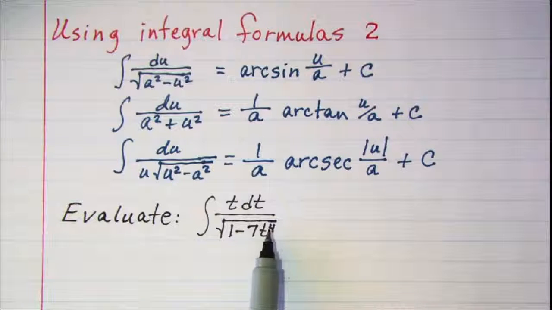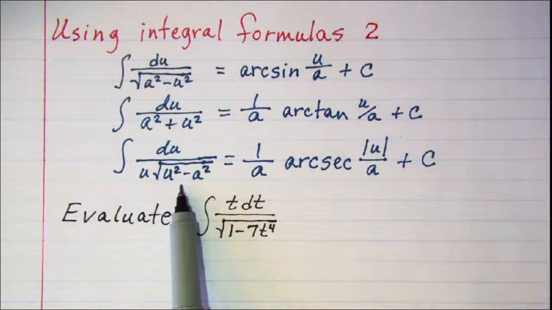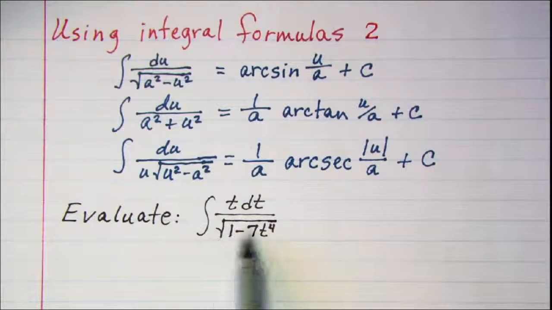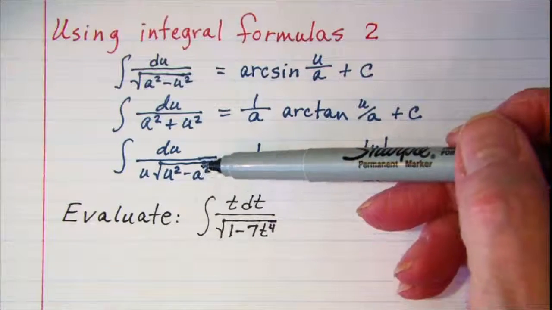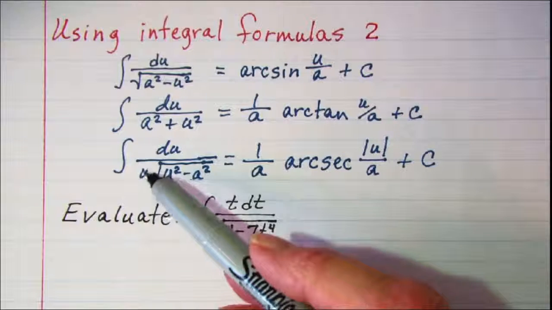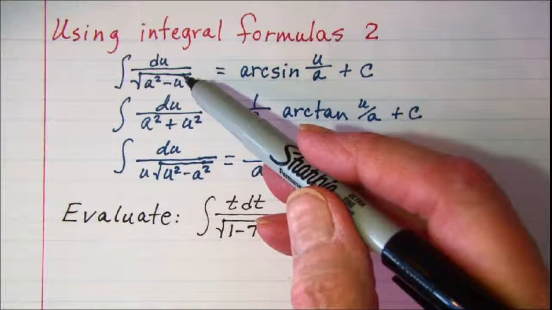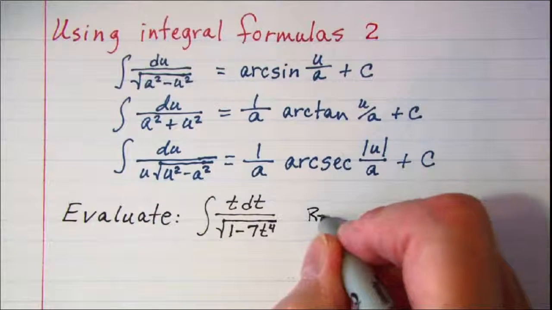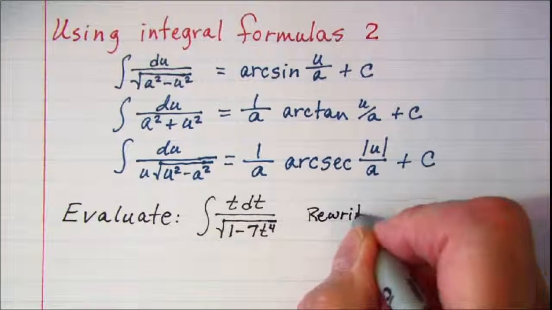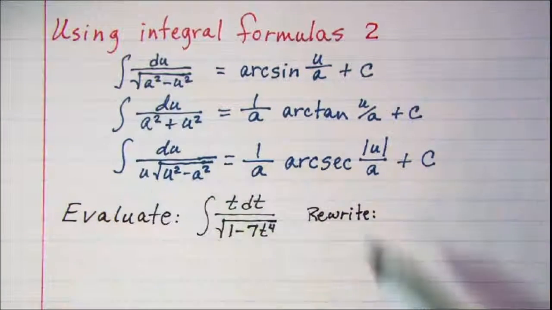Now our first thing is to decide which formula that we need to use. Notice that we have a radical in the bottom, so we're going to either use the first one or the third one. And I do not have any factor out in front of the radical, so I will be using the first formula. So I'm going to rewrite my problem so that it fits this formula.